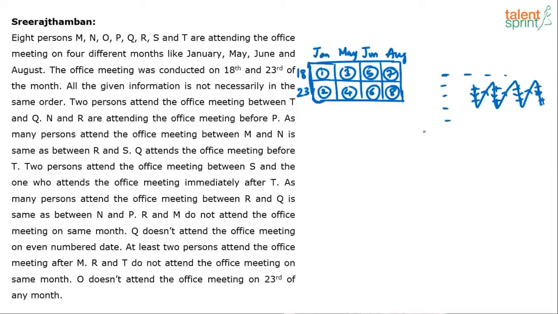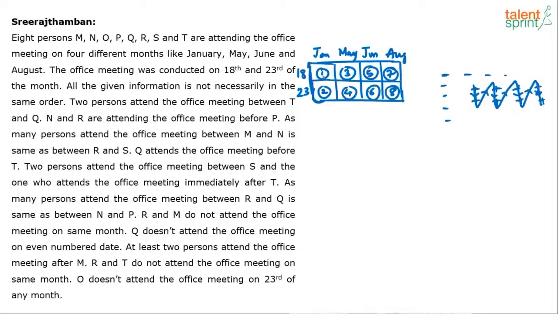Suppose he says there are 2 people between T and P, for example. You cannot say if T is here, then 1, 2, P will come here. No. Because if T is in the first position, P will not come in 7th position. P will come in the 4th position, because there are 2 people between T and P. Those 2 people will be the 2nd and 3rd slots. That is very, very important. That sequencing is very, very important. So that's where most of us fail.